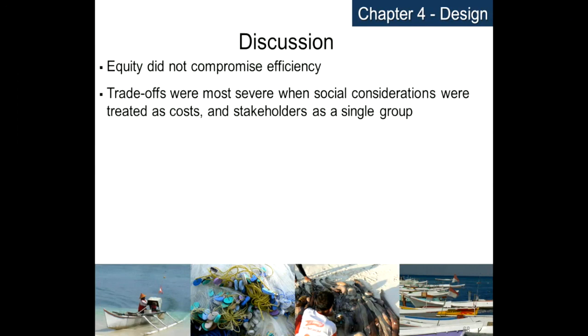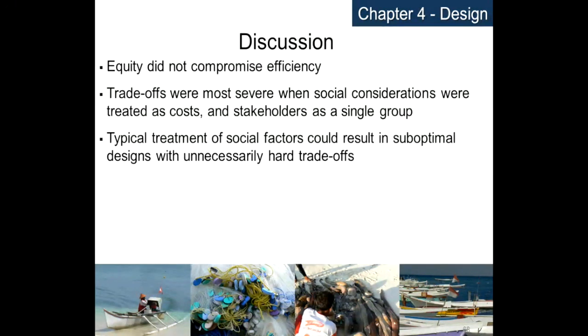And the concave trade-offs were most severe when stakeholders were considered as a single group and social data was considered as costs. And they were least severe, so trade-offs between competing objectives were least severe, under the objectives multiple approach, which is where social data was considered as objectives and stakeholders as multiple groups. So while the trade-off curves are going to differ with context, this study suggests that the protected area designs produced under this typical approach of treating social factors as costs and stakeholders as a single group could result in suboptimal plans with unnecessarily hard trade-offs between competing objectives.